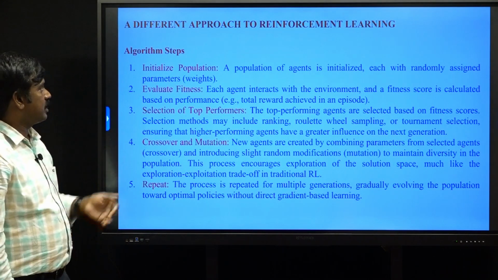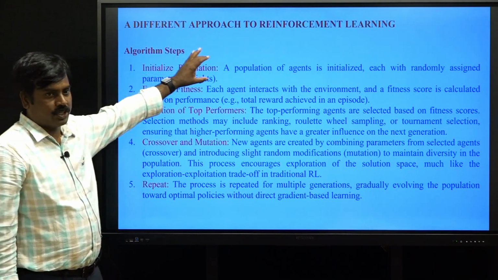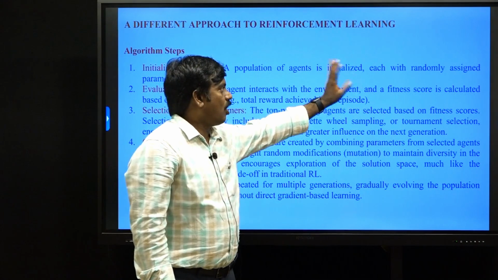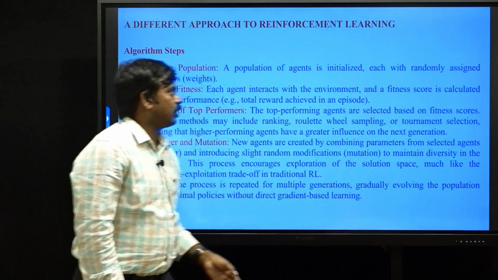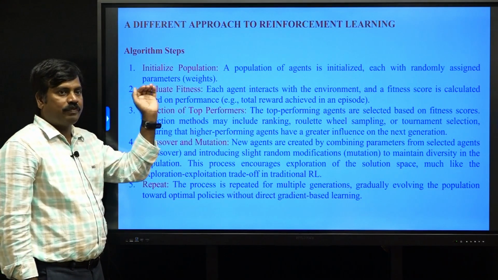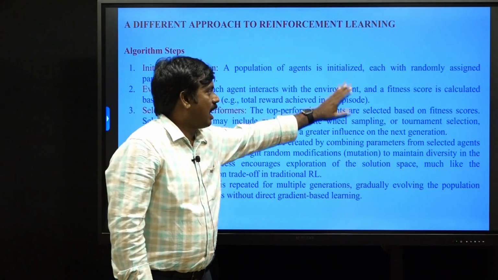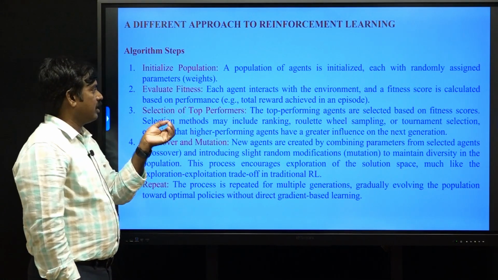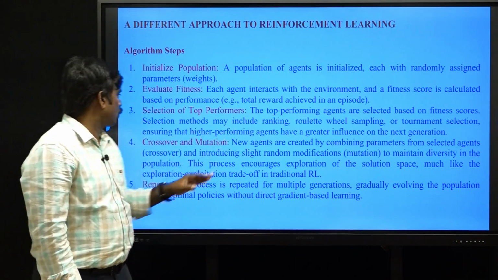The algorithm steps in an evolutionary algorithm: the first one is to initialize the population. A population of agents is initialized, each with randomly assigned parameters, that is, the weights. Then evaluate the fitness of each agent. Each agent interacts with the environment, and a fitness score is calculated based on its performance in that environment.